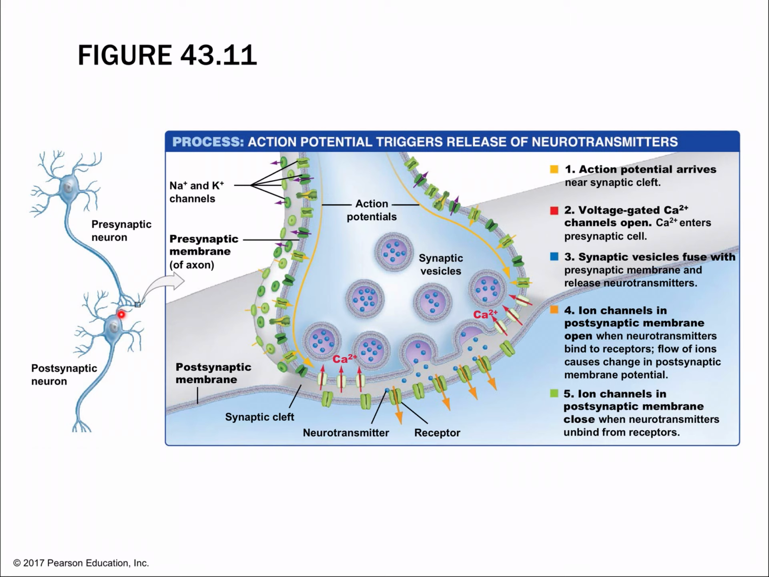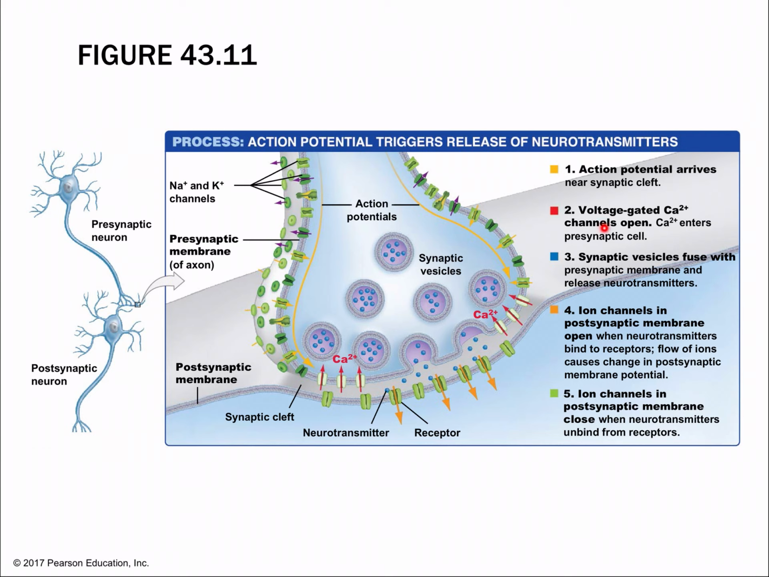So here's what's happening at the synaptic cleft. Okay, so this can be the neuromuscular junction. This could be the junction between two neurons. In this case, that's what it is. So again, we're zooming in on what's happening here. This is the end of the axon of one neuron, and this is the dendrite of a neighboring neuron. Okay, so action potential is going down to right here. Action potential arrives near the synaptic cleft, which is right here.